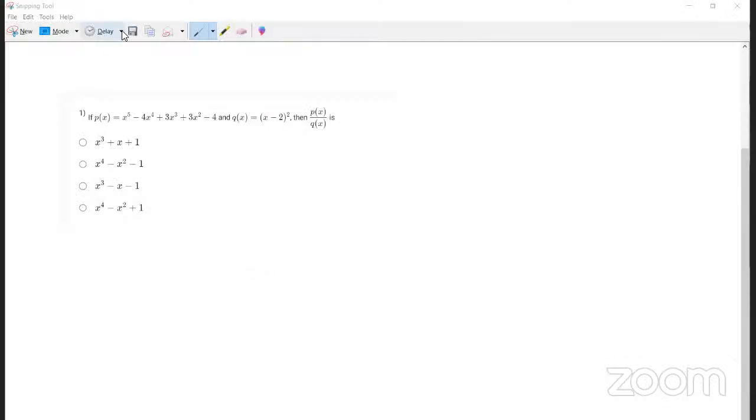Okay, this is an activity question. Here we have to find p of x, q of x, right? So we simply follow what we do in our general division here. This dividend x to the power 5 minus 4x plus 3x cube plus 3x square minus 4, upon x minus 2 whole square. So I can write it as x square minus 4x plus 4, right?